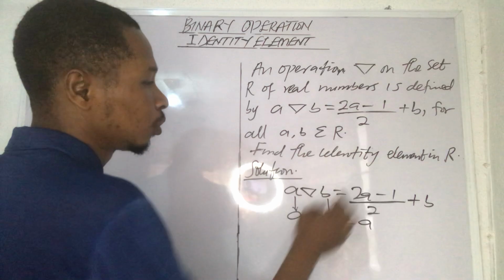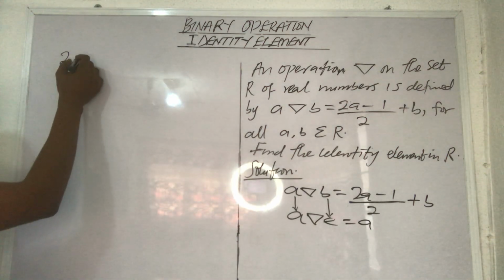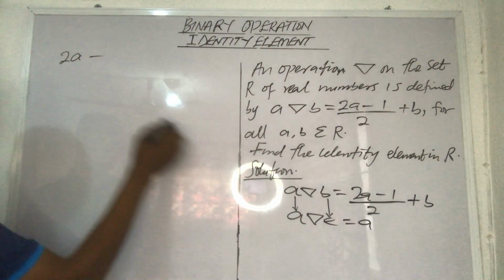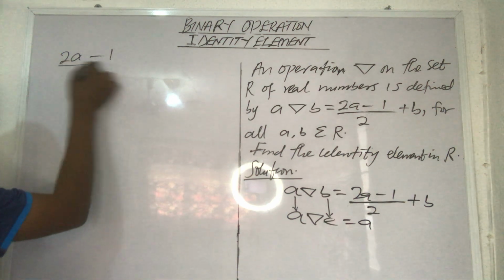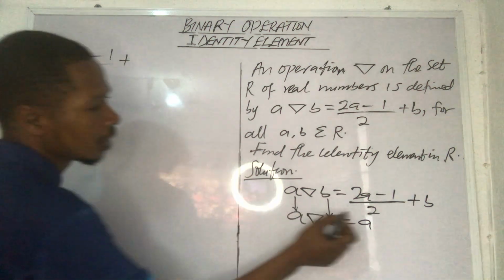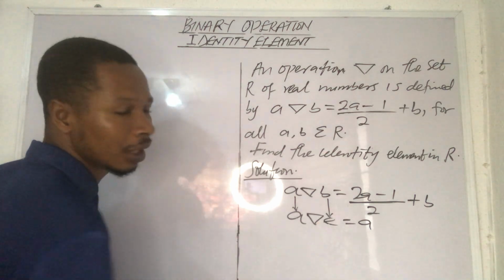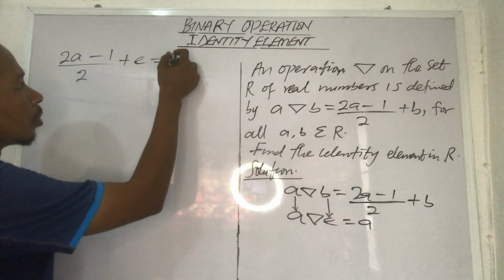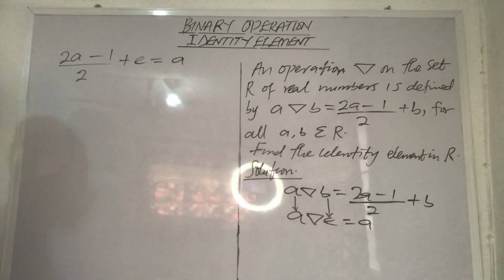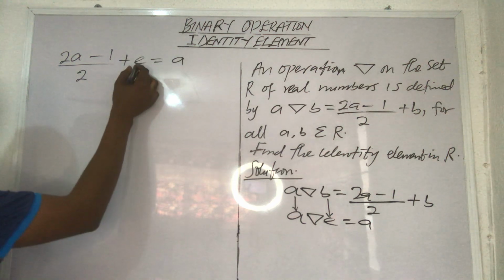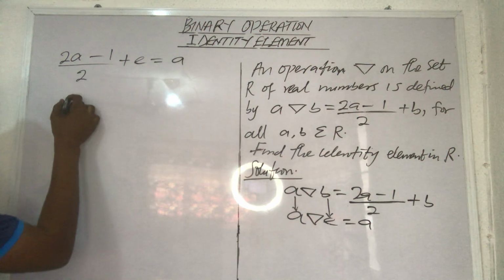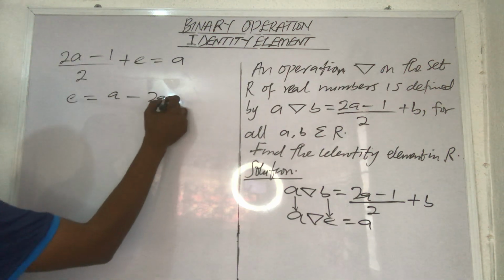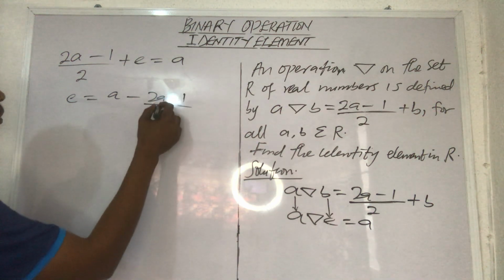So let's watch as I substitute my values here. You have 2, then A serving as my A, minus 1 on its own, everything over 2, plus, instead of writing B, since B will now serve as my identity or neutral element, plus E, and this should be equal to A. So if I solve this now to get my E, I can collect like terms. That will be A minus (2A minus 1) over 2.